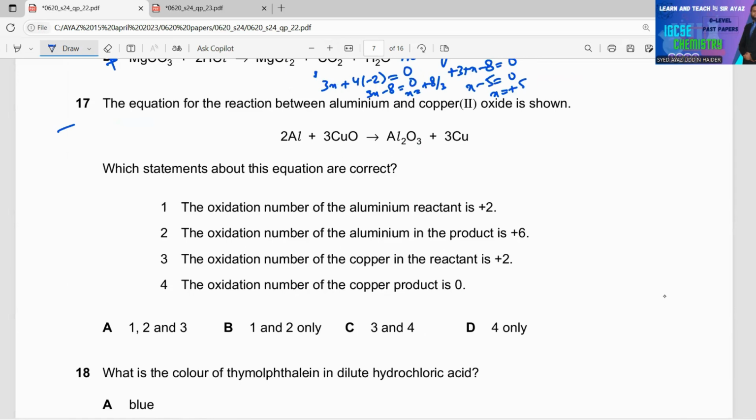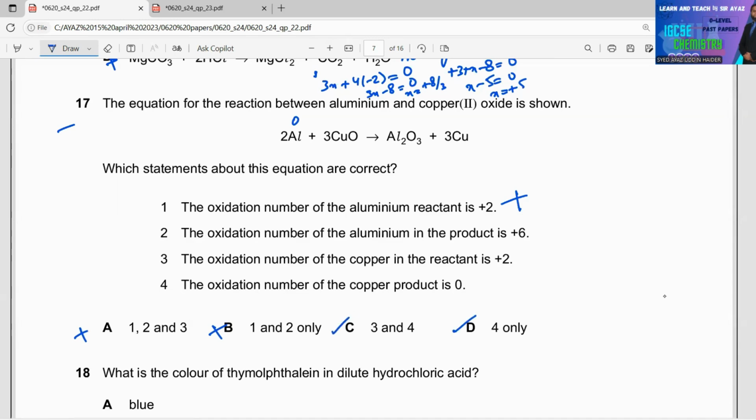The oxidation number of aluminium in the reactant is +2. This is incorrect. Why? Because aluminium does not carry any charge, so it must be carrying 0 as its oxidation number. So if one is incorrect, A and B are automatically incorrect. Now I have narrowed down the choices. It becomes easier for you to choose between C and D. Either C is correct or D is correct. Now let's check statement number 2.